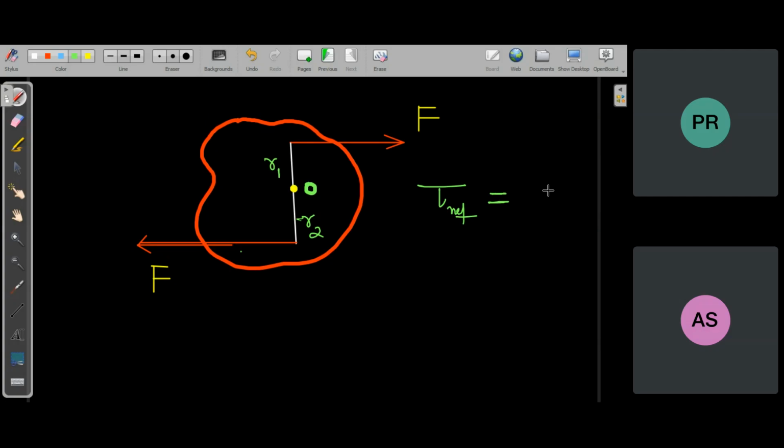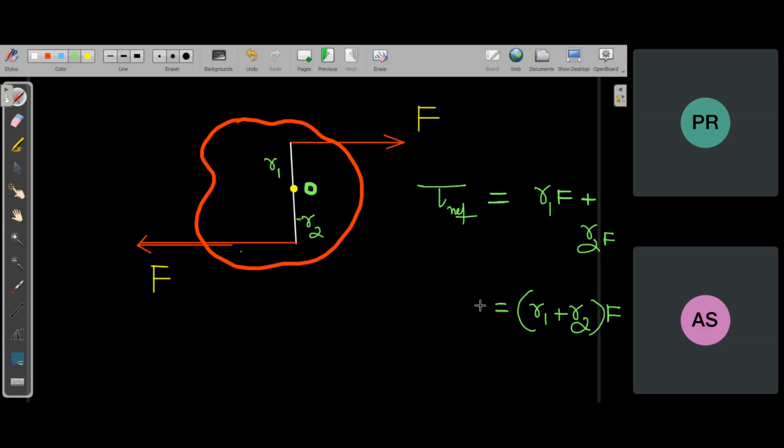Okay, so then it is simply, and here you can see that I have intentionally taken theta as 90 degrees. So it will be simply R1F plus R2F. And now because the F is the same for a couple, I can take F common and then I will get R1 plus R2, so it is simply (R1 plus R2) into F.